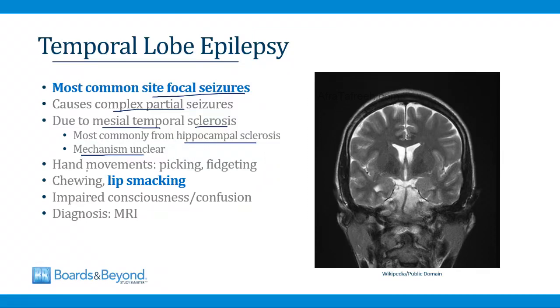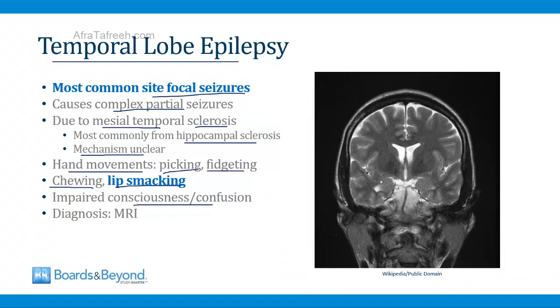As I said, temporal lobe epilepsy usually involves partial seizures, so patients often have hand movements, things like picking and fidgeting with their hands. They also often have problems around the mouth, things like chewing or lip smacking is a classic symptom of temporal lobe epilepsy. In addition, these are complex seizures, so patients develop impaired consciousness and confusion. And the diagnosis can be made by MRI.